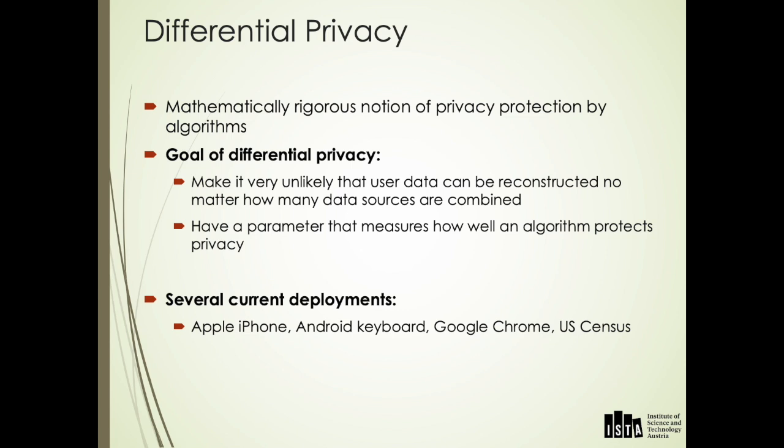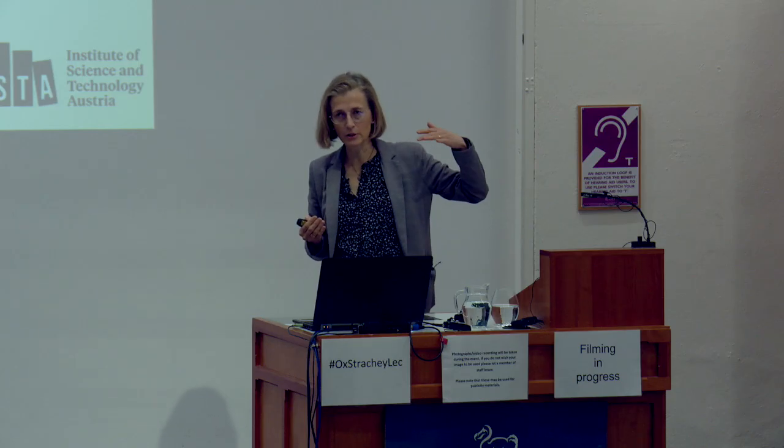And the goal is, first of all, to make it very unlikely that user data can be reconstructed no matter how many data sources are combined. It gives you a way to measure how much impact on your privacy the combination of data sources has. And then you can have a threshold and say, I'm only allowing so much privacy loss. And if this combination would be above it, then I'm not allowing this combination, meaning I'm not giving out my data anymore.